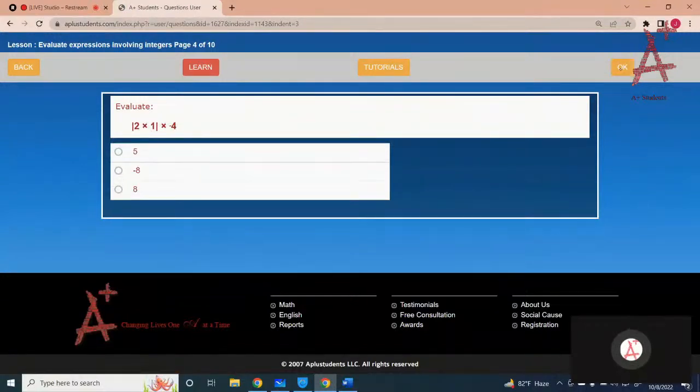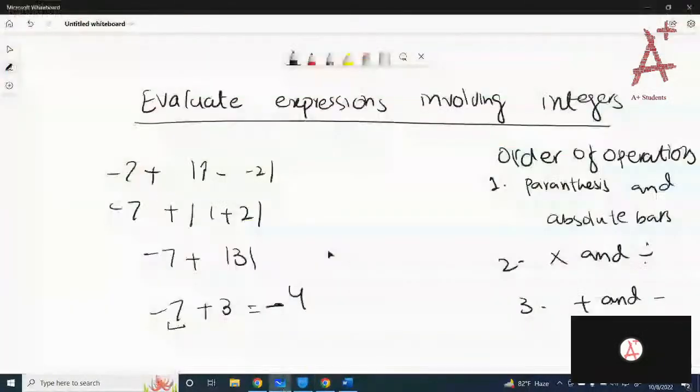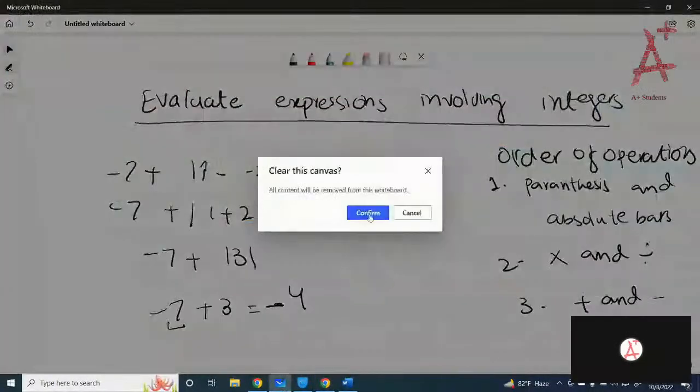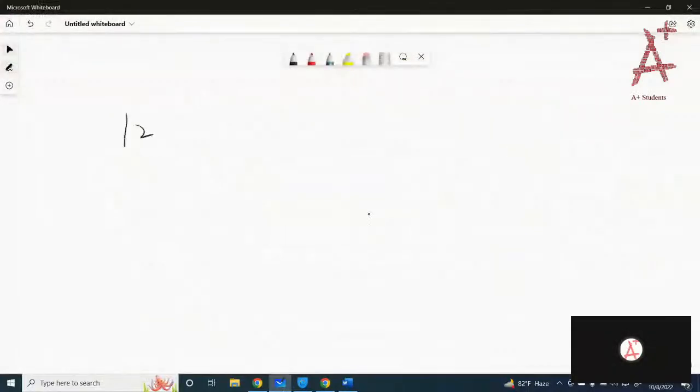Okay, the next one is absolute value of 2 times 1 times negative 4. So let's write it down on the board. It is 2 times 1 times negative 4. First of all, you have to solve the absolute value. Got it? So 2 times 1 is 2, and the absolute value is 2. Absolute values are always positive values.